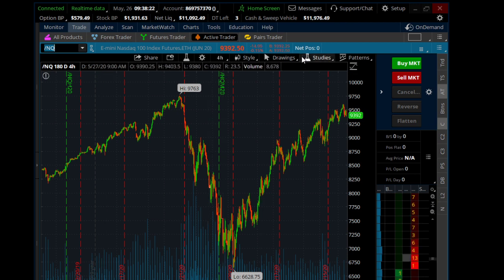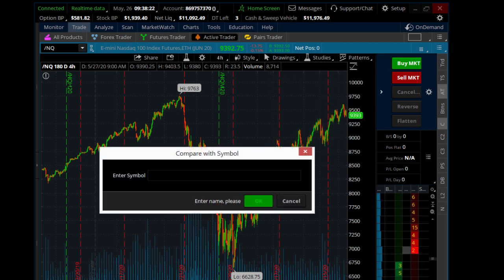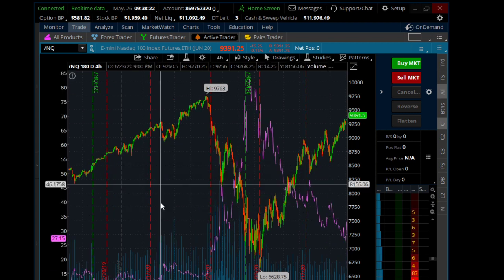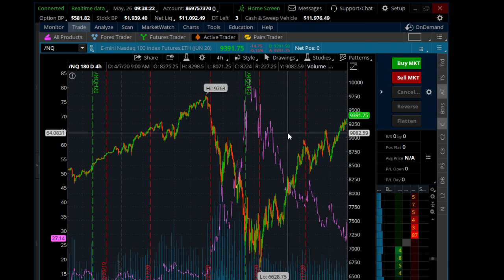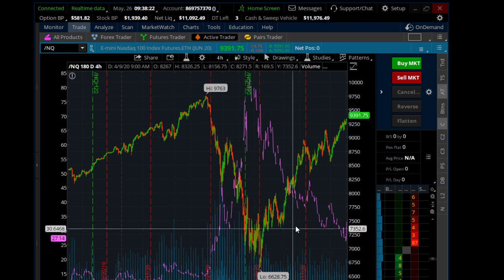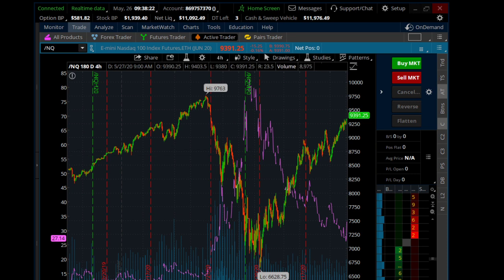Let's see if we can chart the VIX on top of this here real quick. So I'm going to go add study, compare with custom symbol, and we'll type VIX. And kind of making sense here. We see as the height of the sell-off, VIX spiking, and then as we rally back, the VIX coming back down. We're not all the way down, although NASDAQ is almost all the way back. We're not all the way down.